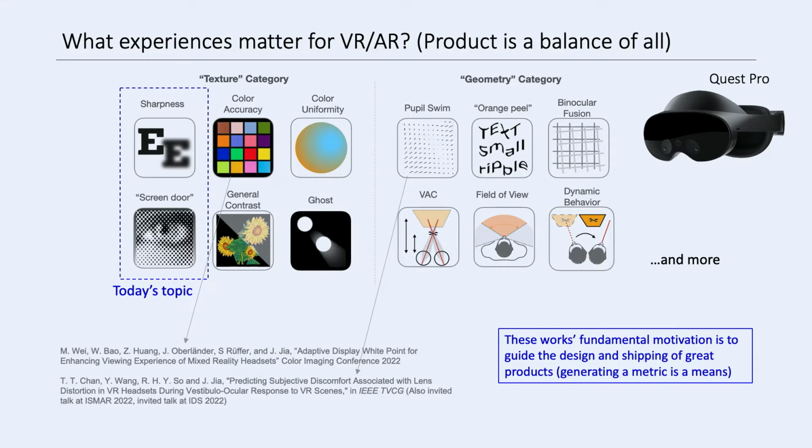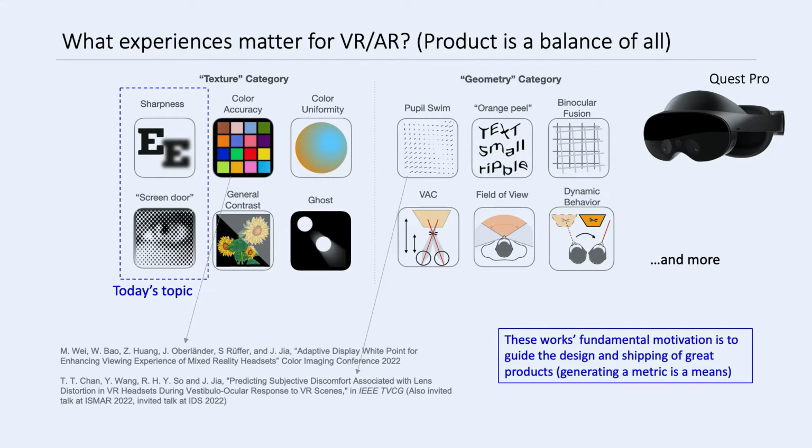So what experiences matter for VR and AR and also MR? I use this graphics language to put them into two categories. One is texture. There we have sharpness, we have a screen door effect. So that's today's topic, and hopefully we can combine both. And then we have the color accuracy, we have the color uniformity across the field of view, we have the brightness uniformity across the field of view. We have the general contrast, which is viewing glare if you're in optics field. And we also have the ghosting. It's a very typical defect for a pancake.